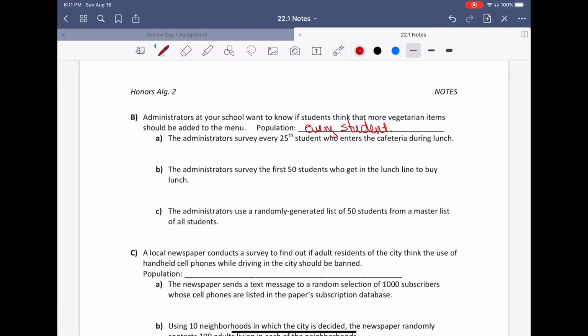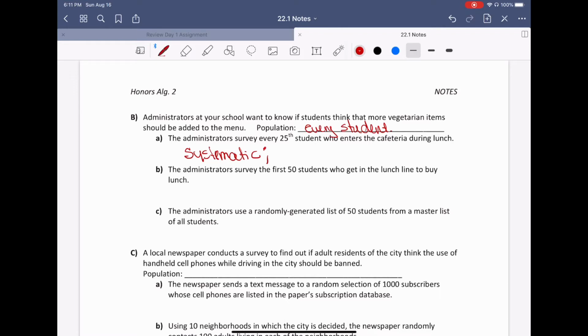Okay. Now, example A says that administrators want to survey every 25th student who enters the cafeteria during lunch. Well, if we're looking at every 25th student, that means we're following rules here. This would be considered a systematic sample. Okay. Now, is there a bias to this? Well, it could go both ways here.